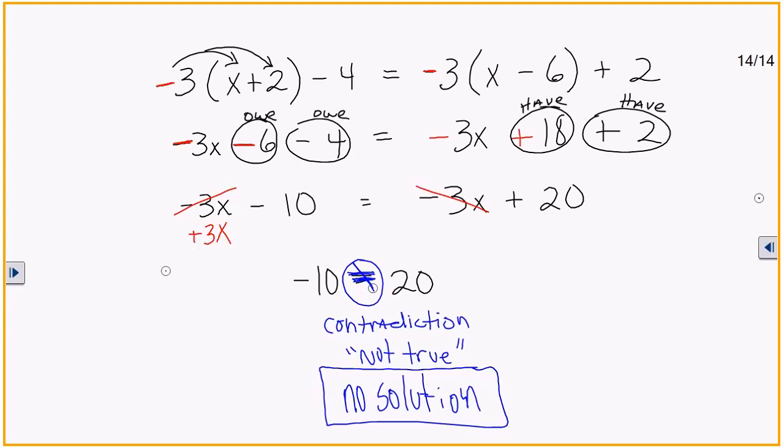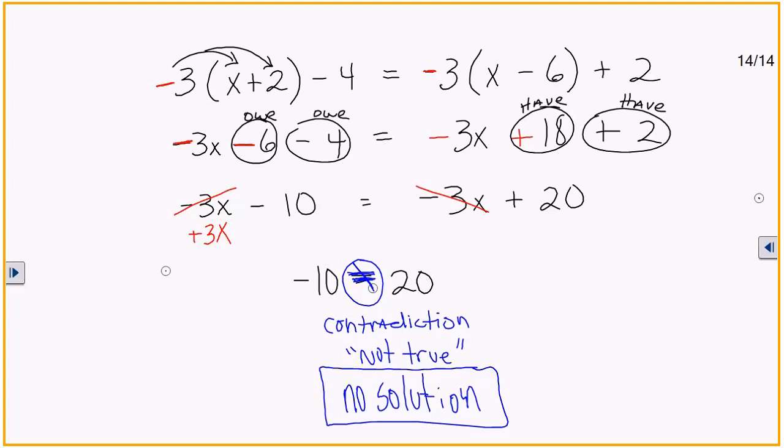That's not equal. And when you have that, in other words, if you plugged in x is equal to 1, you would get nothing equal to each other. It would not check. If you plug in x is equal to 5, it would not check. There is no number that works in this equation. So the answer is no solution.